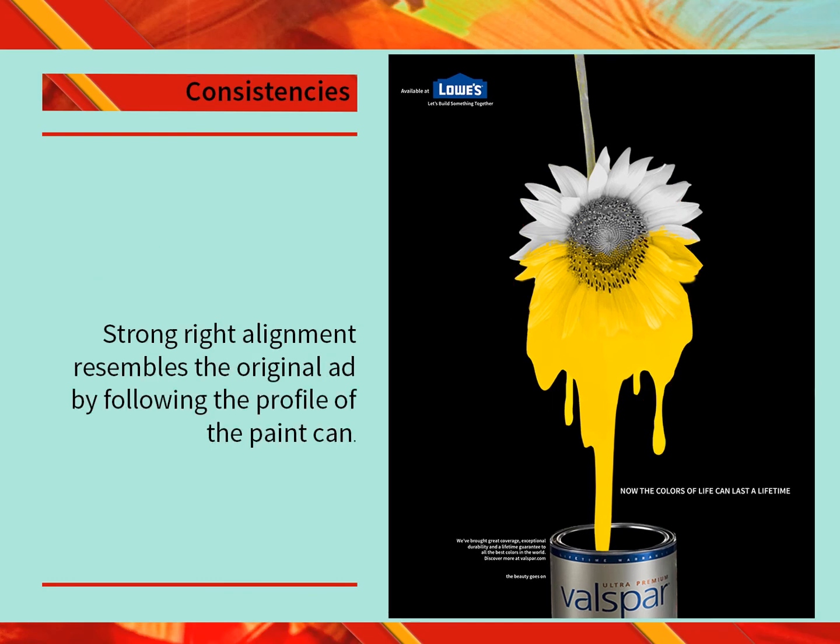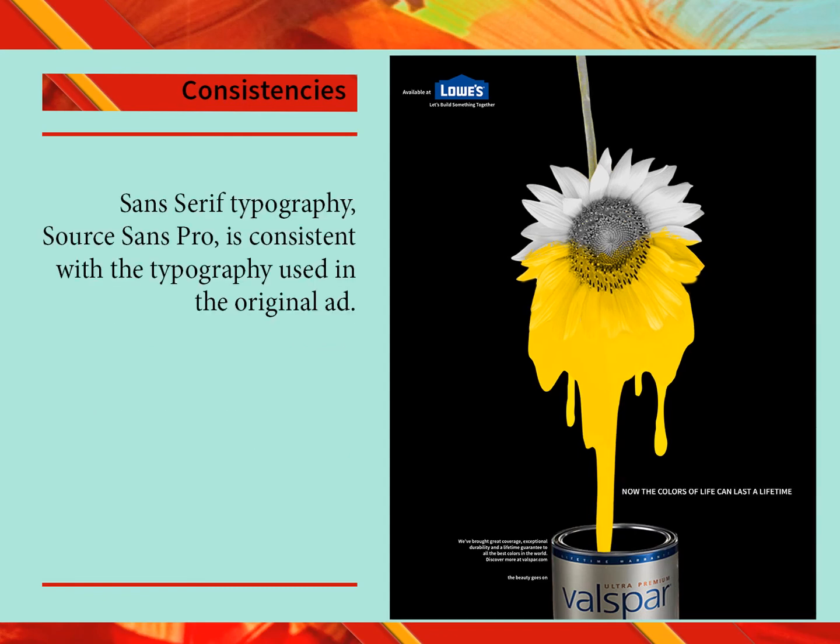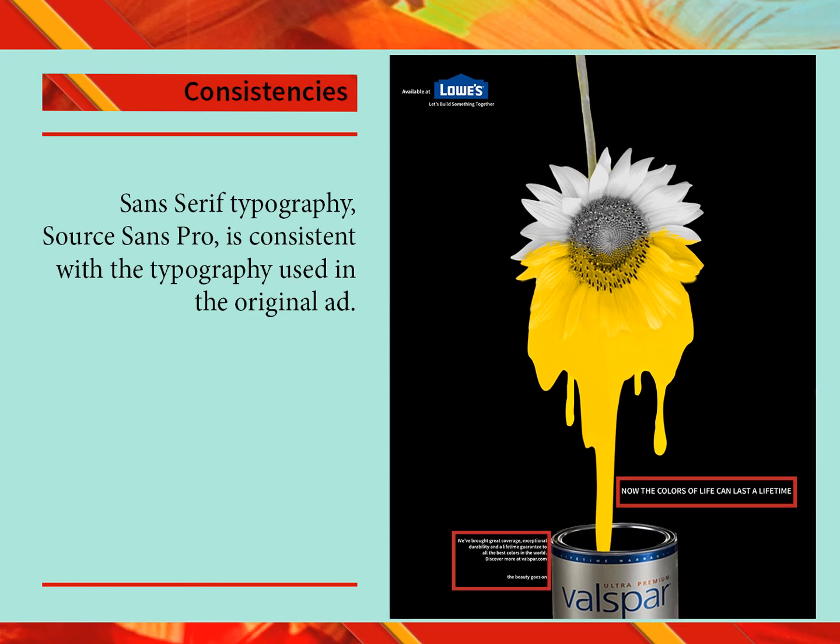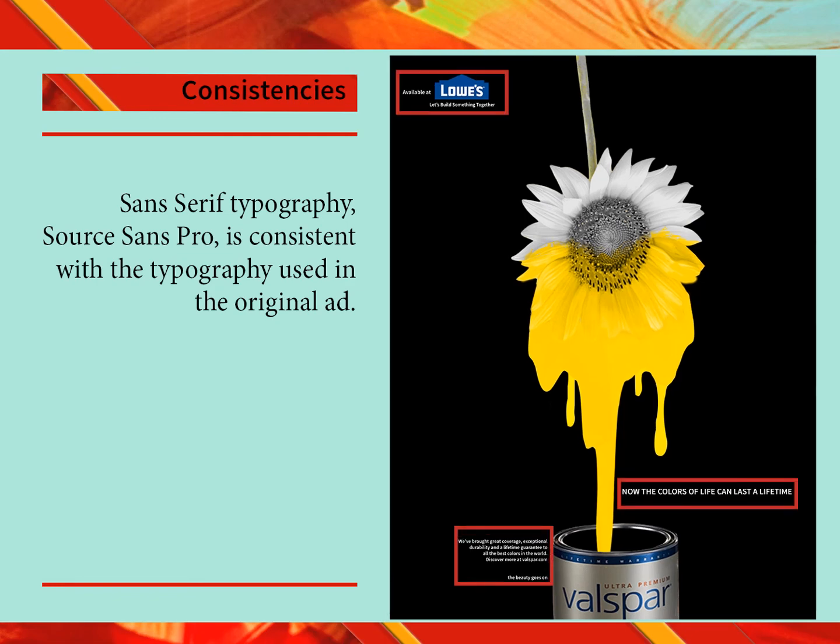To stay consistent with the alignment in the original ad, I used a strong right alignment with the main body of text following the profile of the paint can. This draws the eye to the company name on the paint can. I applied the sans serif typography, Source Sans Pro, to match the sans serif print that is used in the original ad. This typography is similar to the style utilized in the Lowe's logo. Staying with one font keeps the ad uncluttered.